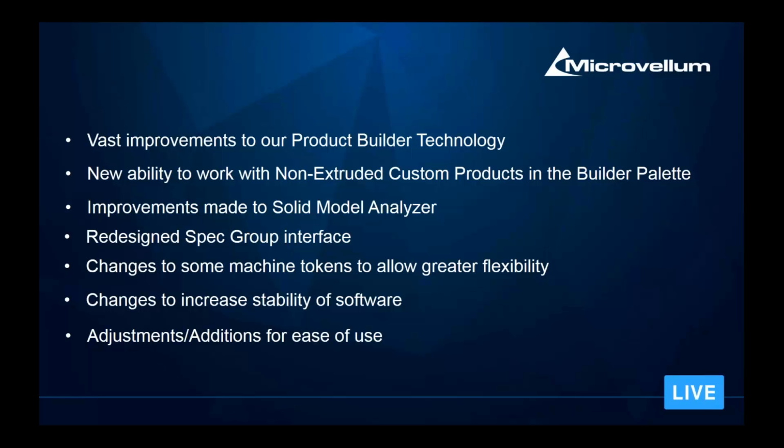So these are a quick recap of just a few of the things we've done. Like we talked about, we've made vast improvements to the builder technology and also to the non-extruded custom products and also to the solid model analyzer. Complete redesign of the spec group interface. And also, a couple of recaps of other things we've been working on, which we haven't talked about. We've changed a lot with machine tokens, added a few machine tokens, and also made some adjustments to allow some greater flexibility with what they do. So we'll talk about that in later ones with the release notes and things like that.